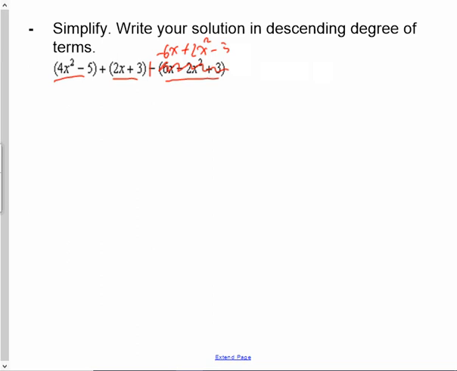So I'll start with my x squareds. 4x squared and a 2x squared will be a 6x squared. 2x and a negative 6x will be a negative 4x. A negative 3 and a positive 3 and a negative 3. Well, the negative 3 and the positive 3 make 0. So I end up with this as my solution.